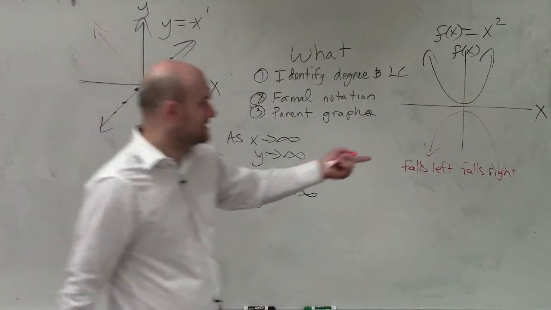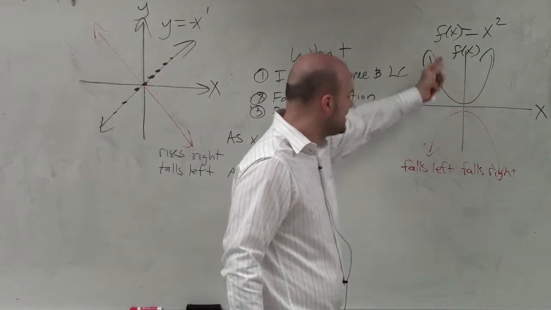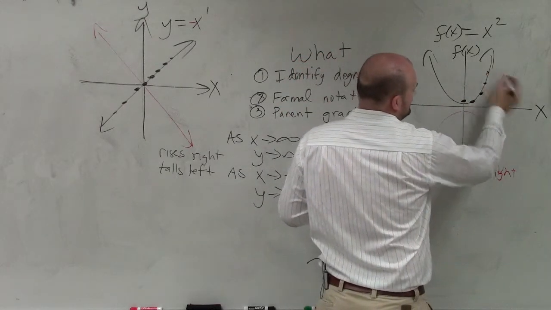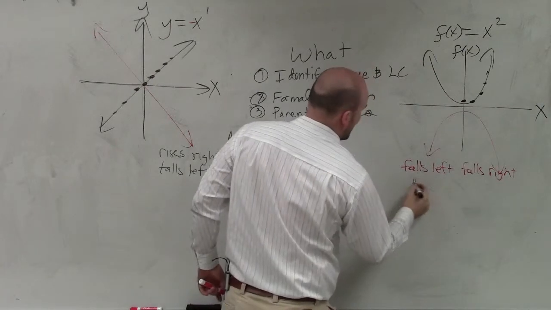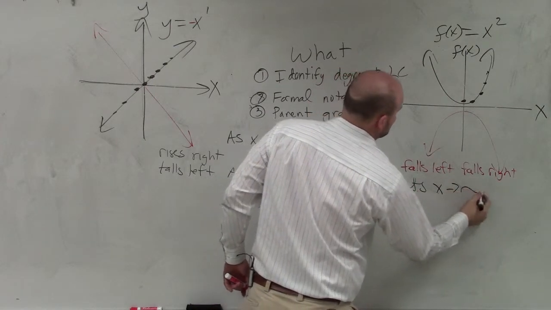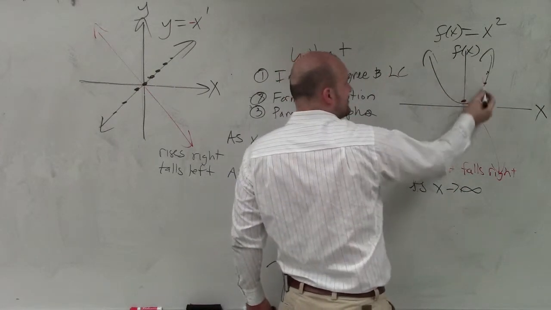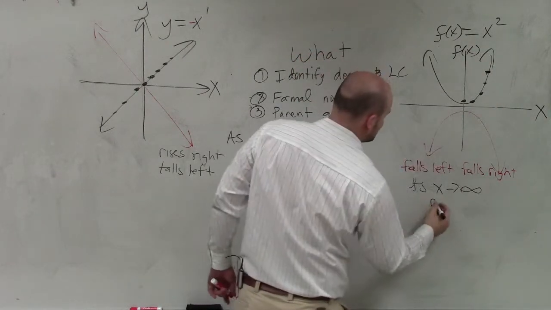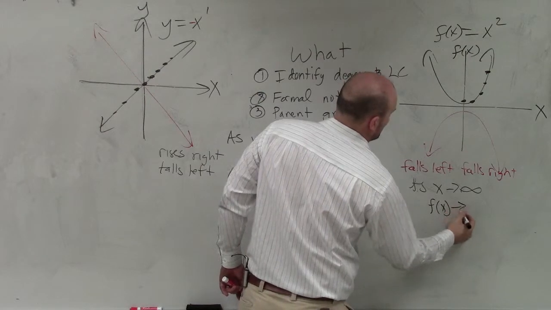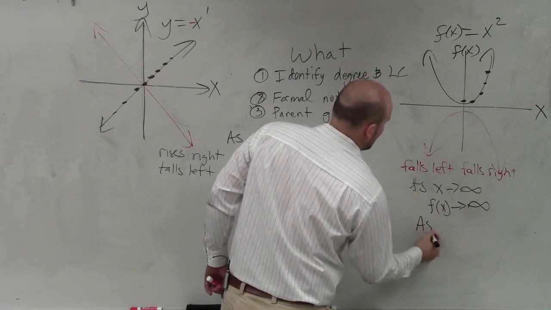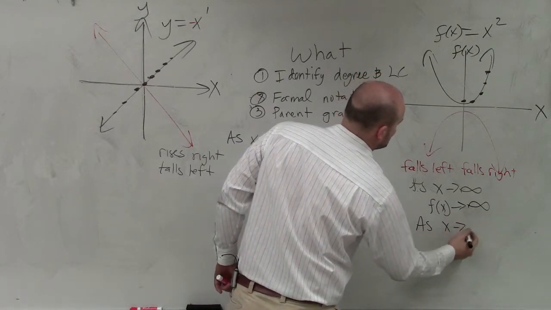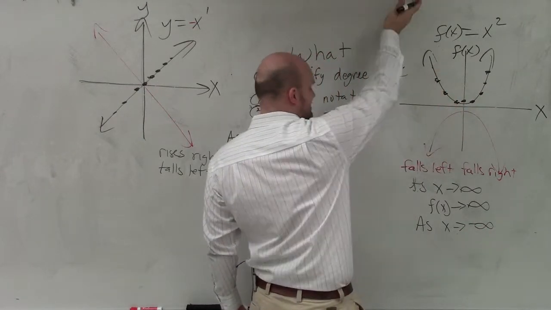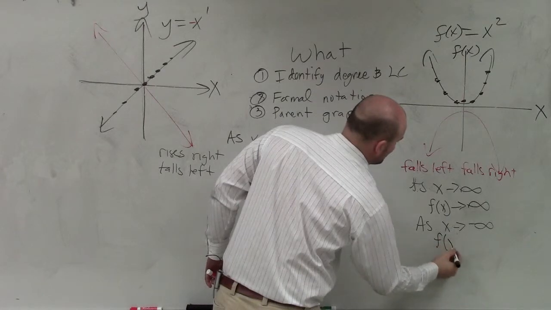Now let's look at an example over here, and we'll do the black one again. As my x values go to the right, so as x approaches infinity, now we're talking about the f of x, not the y. The f of x values are also going to go up, so you could say f of x approaches infinity. And as x approaches negative infinity, as my x values go to the left, the f of x values go up to infinity.